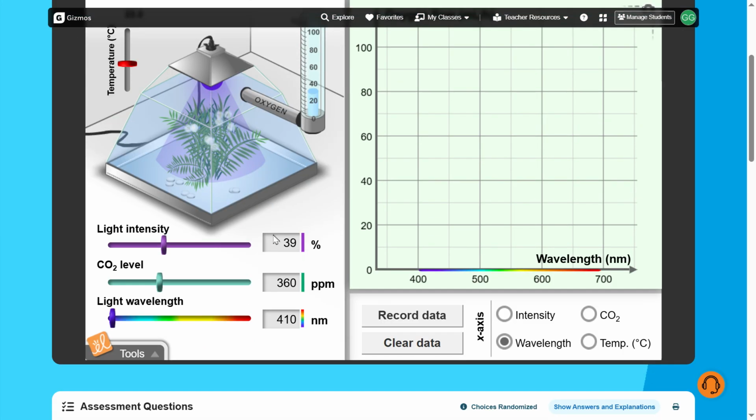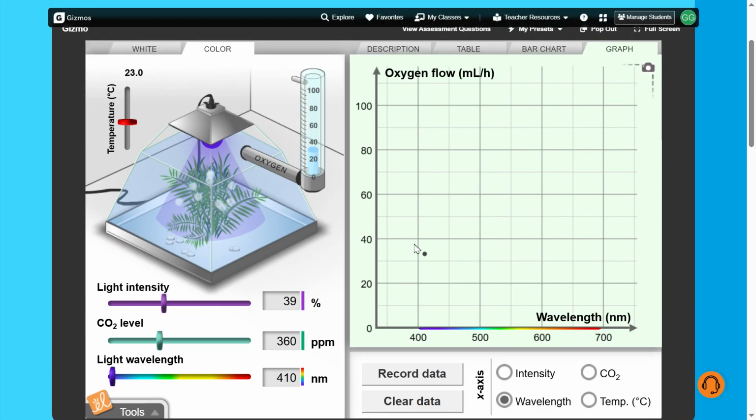We can change it to purple light, and then we can click on record data. It will record that at purple light, about 410 nanometers, we're producing about 32 to 33 milliliters of oxygen per hour. We can change the wavelength to, let's say, another color, click on record, and we get another data point. We can continue to do this, and we should be able to see a nice chart.